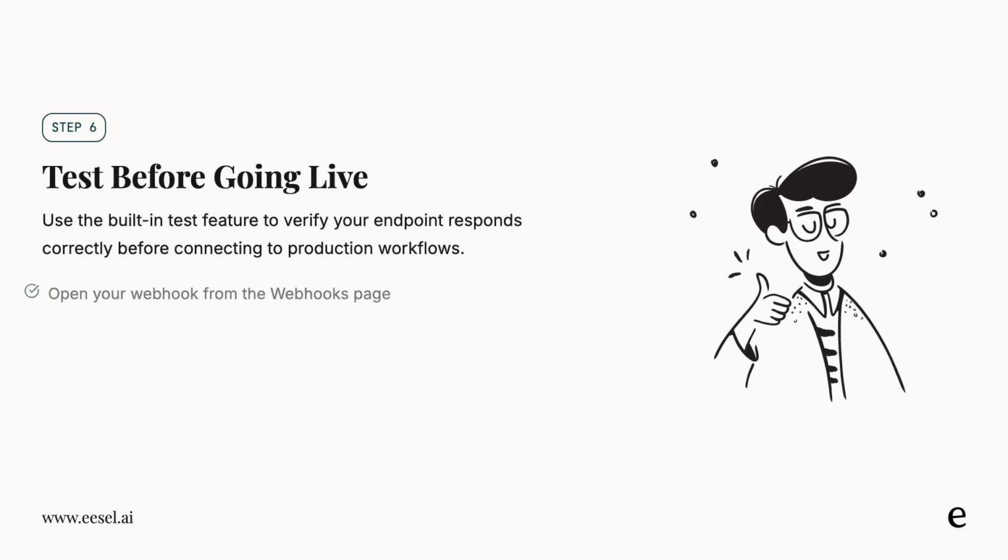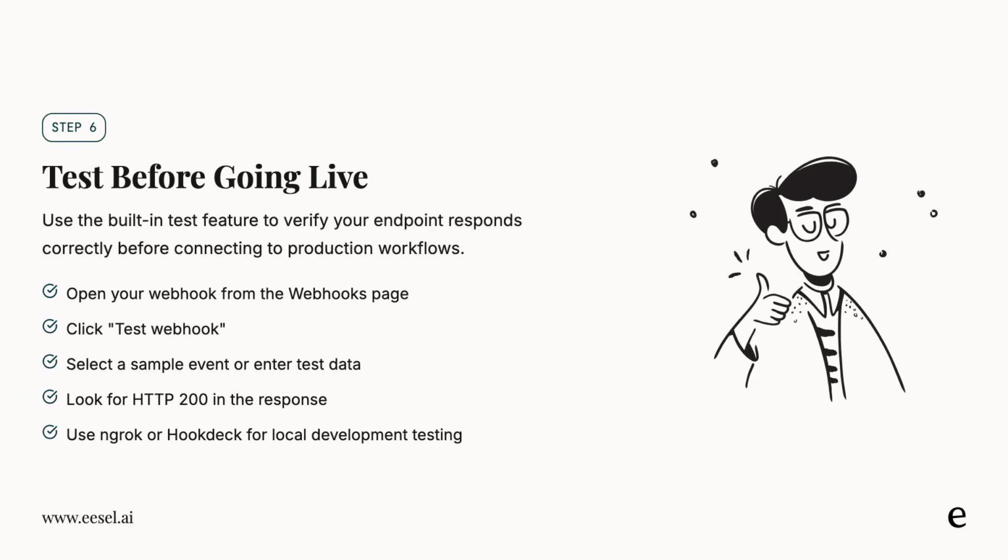Always test before going live. Open your webhook, click Test Webhook, select a sample event, and look for an HTTP 200 in the response. If you're developing locally, ngrok or Hookdeck can expose your machine to receive real Zendesk payloads without deploying a single line to production.